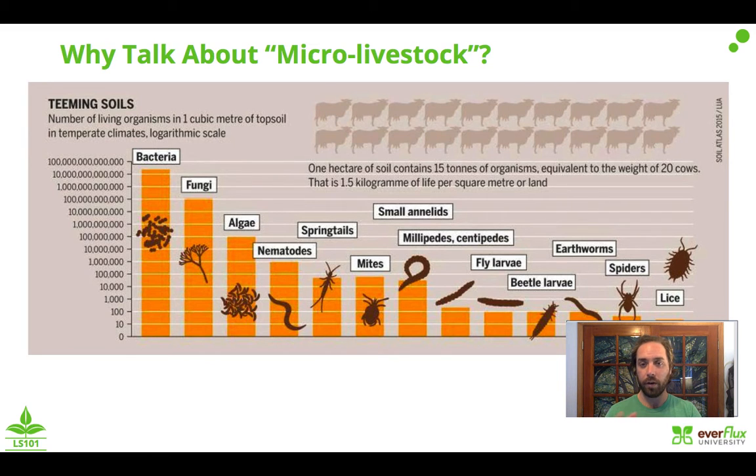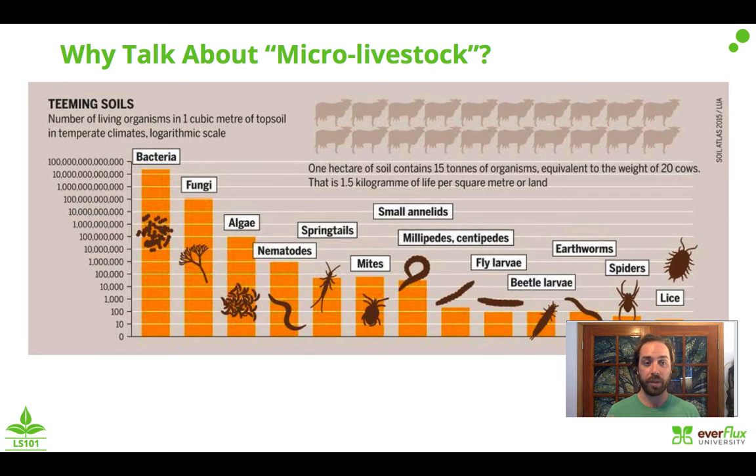You can see here from that image of those cows up in the top right corner that even though we might think of these things as small, their mass in the soil is actually pretty large and is equivalent to about 20 cows per square meter of land. That's not a very big area, and yet you've got the mass of about 20 cows of microbial life potentially in that small an area. So these micro livestock really play a big role in the whole system.